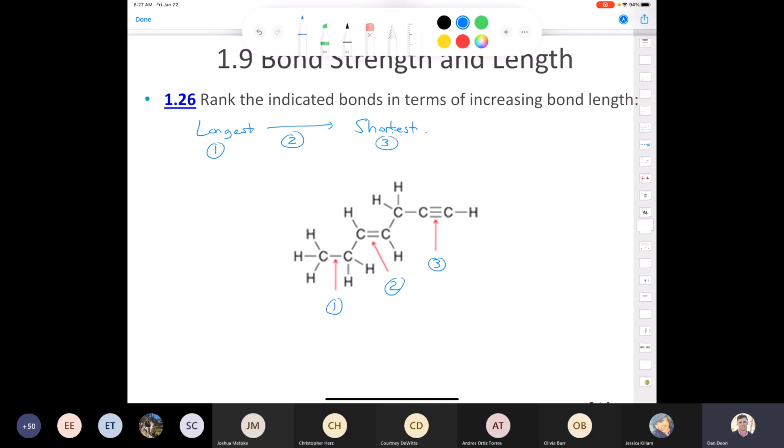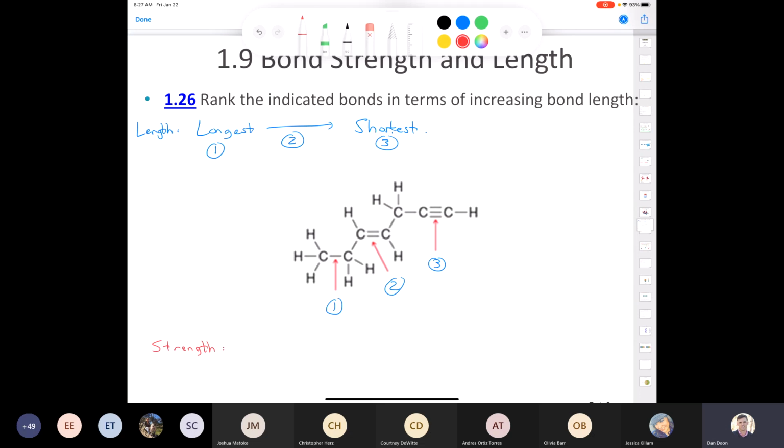And then 2 will be intermediate, because the more bonds that we have, the shorter the bond is. Now, this is length. What if we were to rank them in terms of strength? It doesn't ask us to do that, but let's do it. This is a question that was on an ACS final one year.